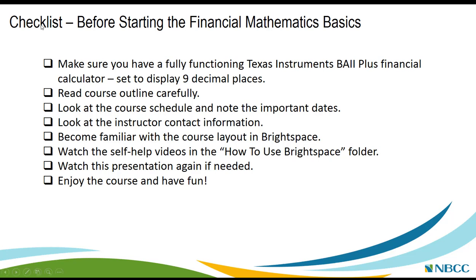I just want to go through the checklist before you start the first module, which is Financial Mathematics Basics. I want to make sure that you have a fully functioning Texas Instruments BA II Plus financial calculator. In the introduction, Start Here, it does tell you how to set it to display 9 decimals. We will be using 9 decimals. It is vital that you do get that set.